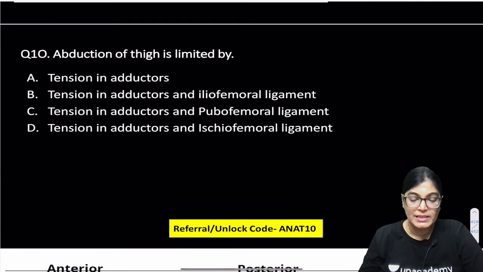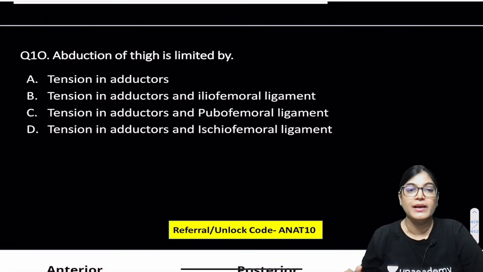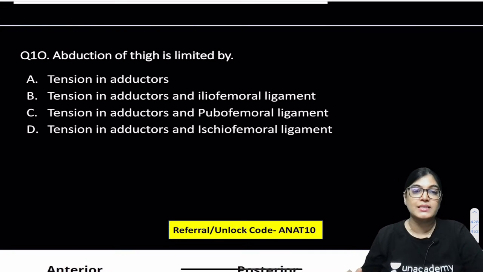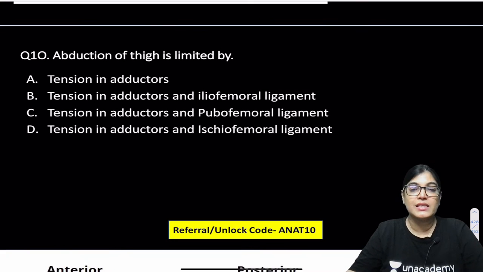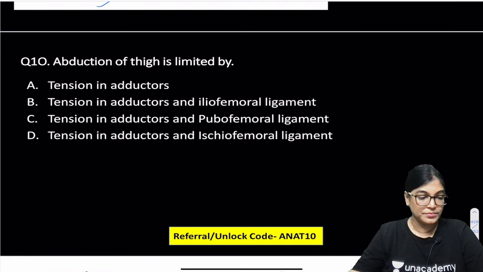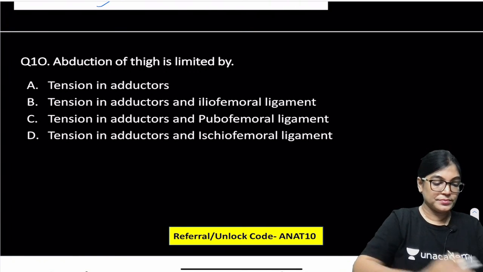Abduction of thigh is limited by which of the following structure is limiting the abduction movement of the thigh? Whether it is tension in adductors and iliofemoral ligament, tension in adductors and pubofemoral ligament, tension in adductors and ischiofemoral ligament. Four options are there. Mark the correct answer. Question number 10, mark the correct answer.